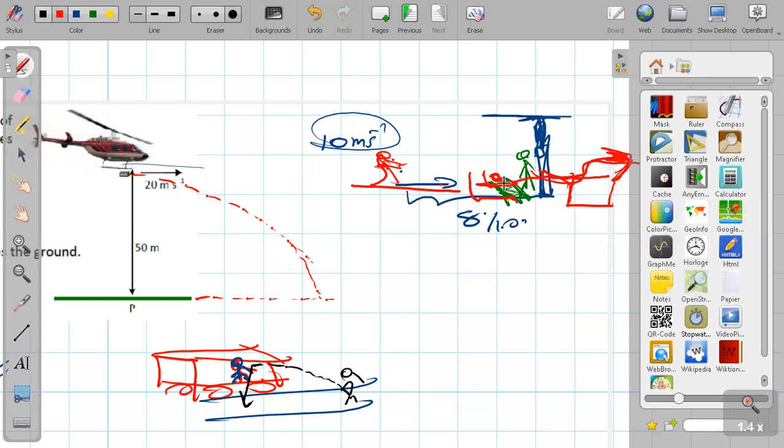So why? Whenever you are moving in something, you have the velocity of that carrier. If you are in a vehicle or running and you drop something, it will not fall straight down like this. It will take this type of trajectory and fall.